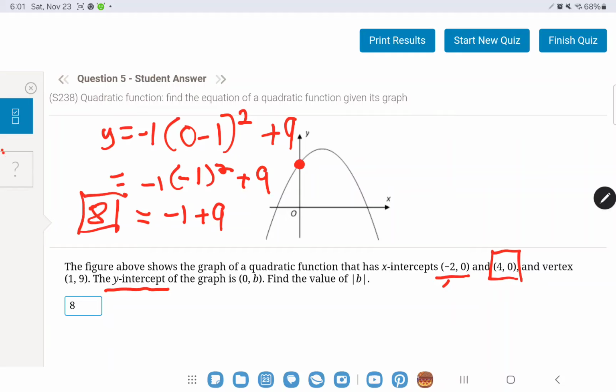Now look, there's a trick. In the exam, they sometimes give us this answer as a negative number. Look, they want the absolute value of b. They don't want b, they want the absolute value of it. So whatever the number is, if it's positive or negative, you convert it to make it positive, and you put it as your answer. Now moving on.